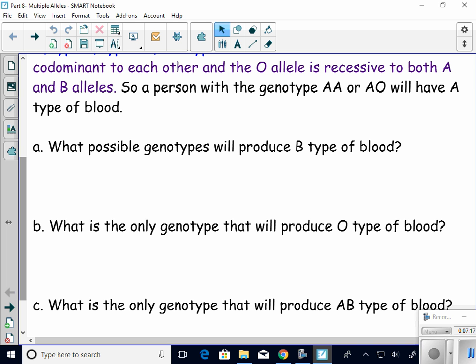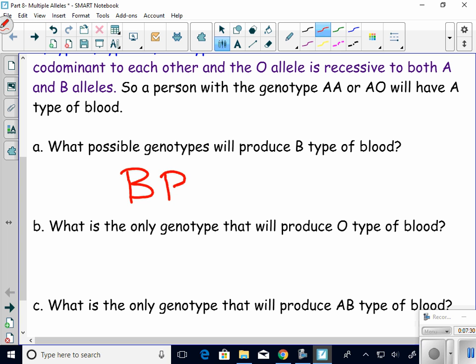Look at what we just said, the very last sentence dealing with A type. Give me a genotype of B. Capital B, capital B, good. Is that the only one? What else? BO, the stinky one. Okay.